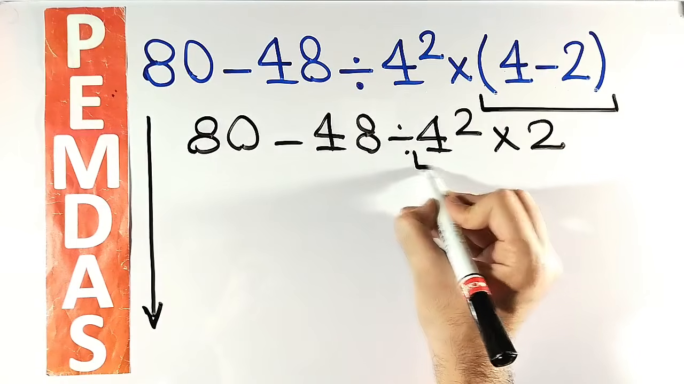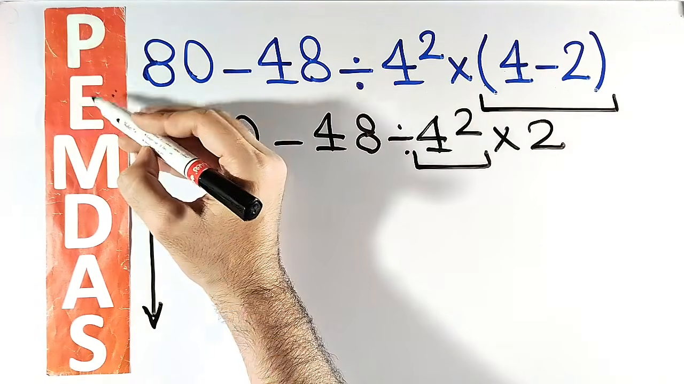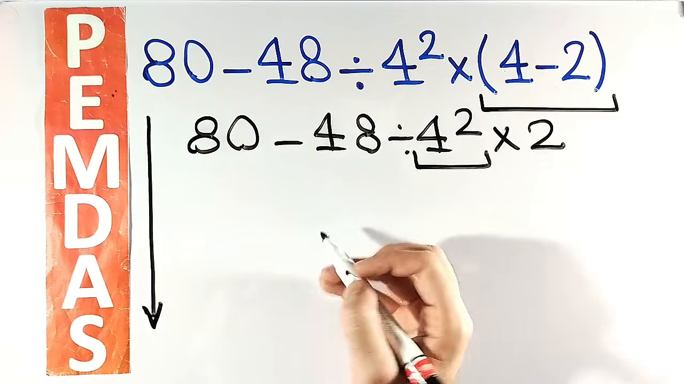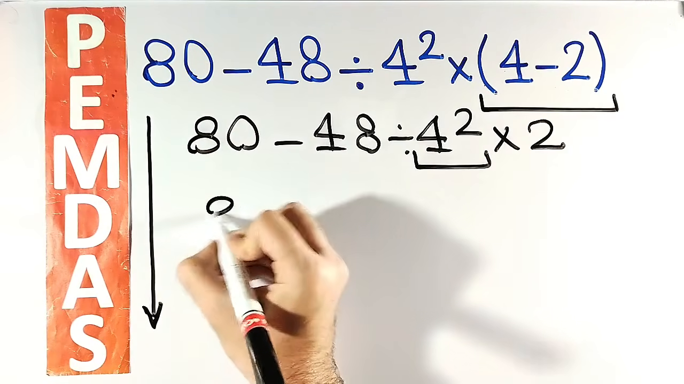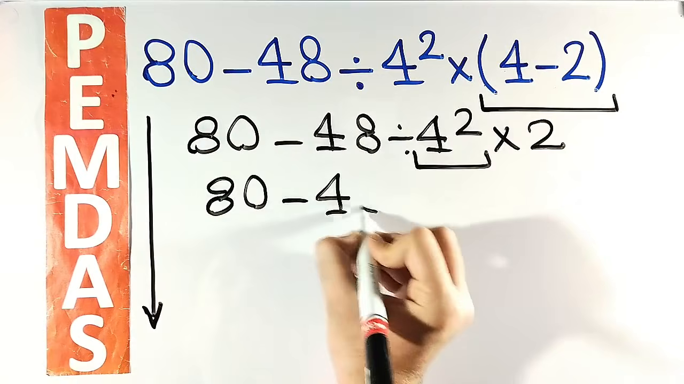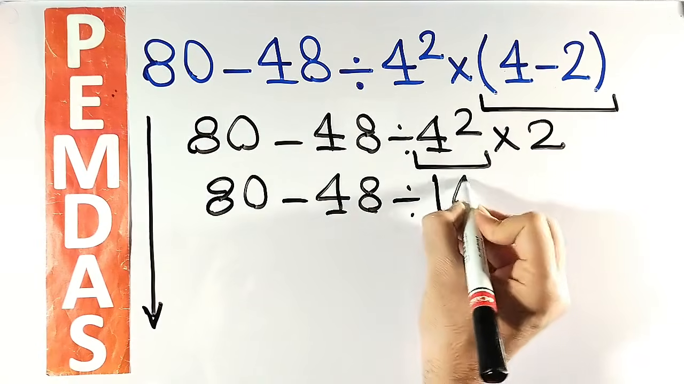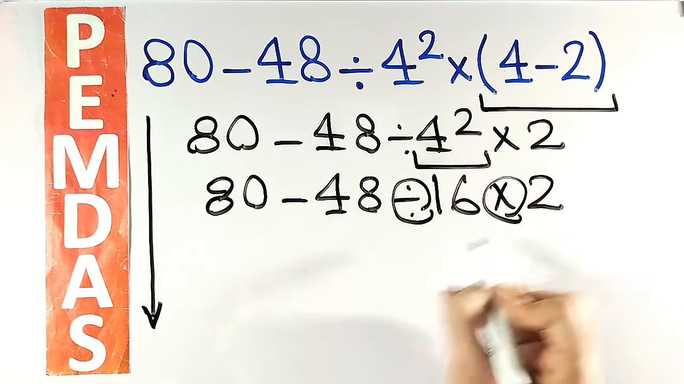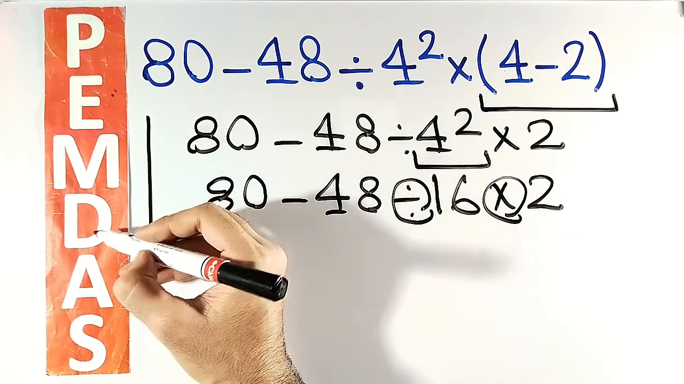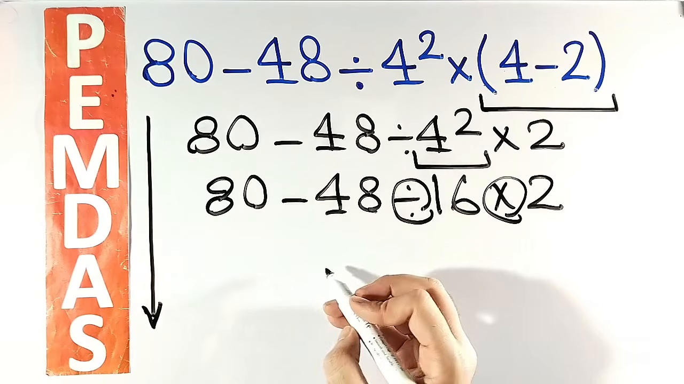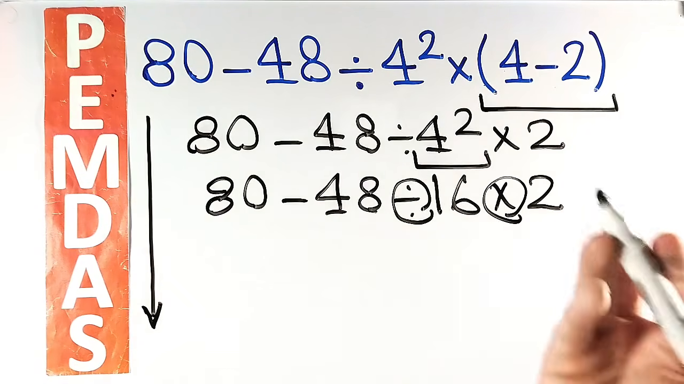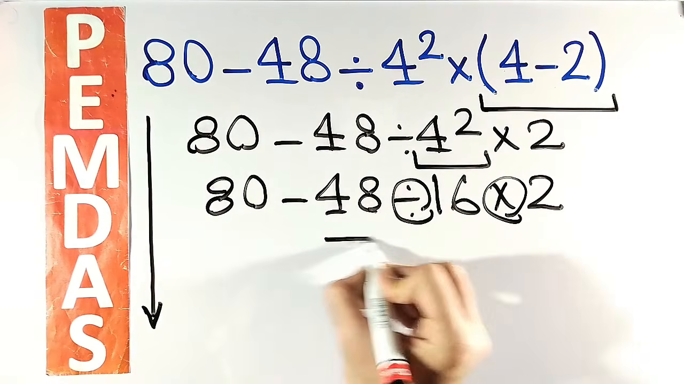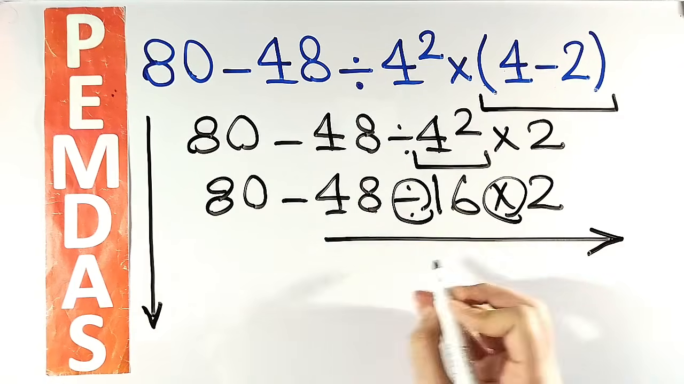And the next step, we go for the exponent, because in the PEMDAS rule, after parentheses, exponent has a higher priority than the other operation. So, we rewrite this expression as 80 minus 48 divided by 16 multiplied by 2. Then, we go for the division and multiplication, because multiplication and division have a higher priority than subtraction. However, we must pay close attention that multiplication and division are at the same level of precedence, and we must perform these two operations from left to right.